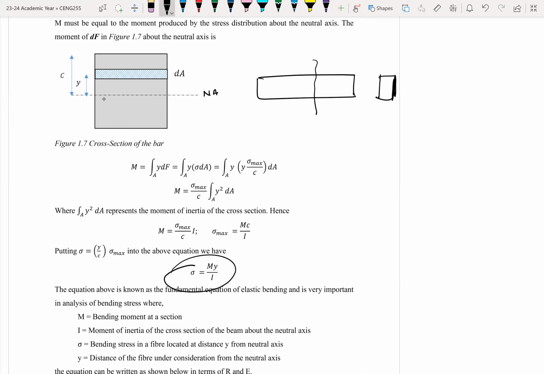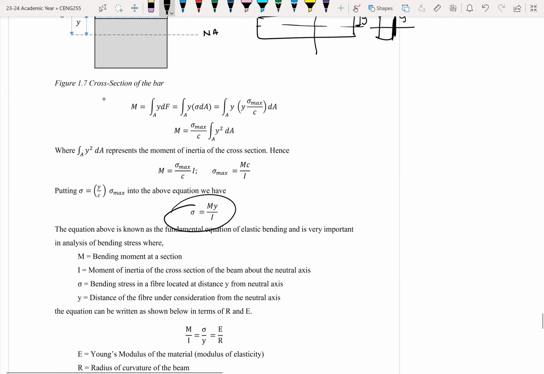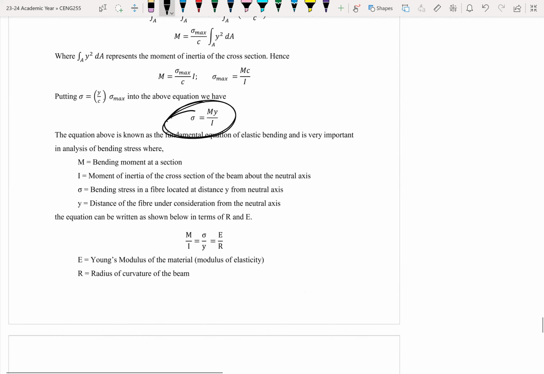So your y is somewhere here. This is your y, and you're looking at the stress behavior along that particular cross section. So sigma is equal to My over I, where I is the moment of inertia. You look at some of these things in the materials course, right? So this is the bending stress equation for a beam undergoing some bending.